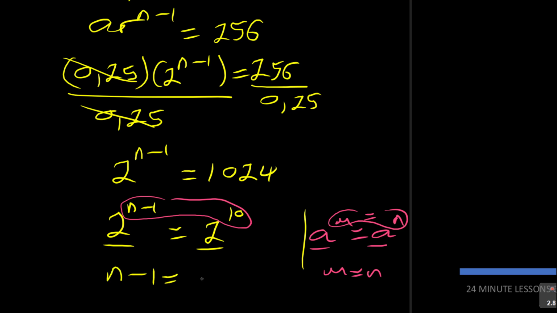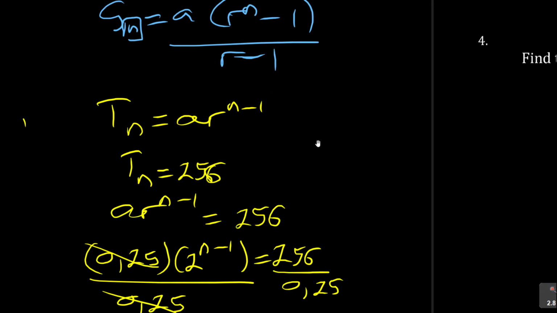n minus 1 is equal to 10. Take n from negative to positive. n is equal to 10 plus 1, and n is 11. Those are the number of terms that we needed here.